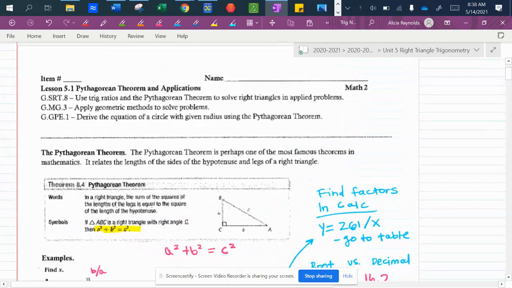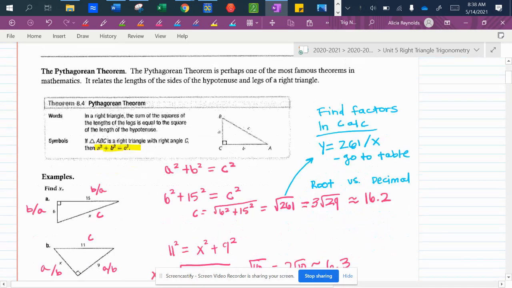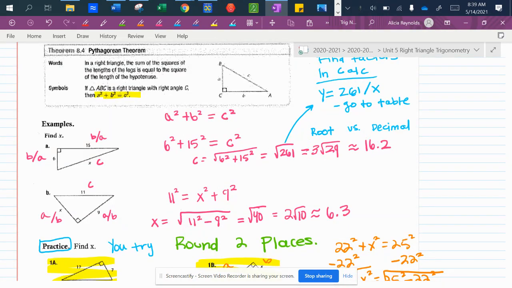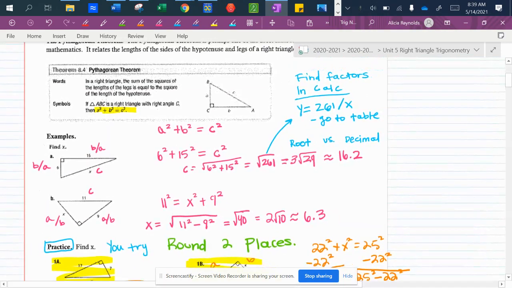Today is Friday, May 14th, and we are starting Unit 5 with special right triangles with a review on Pythagorean theorem. So Jaden, we're back in the blue packet on the front page. So we're using Pythagorean theorem, and we need to be able to manipulate this equation to find what we don't know. So understand that A and B are the legs. It doesn't matter which leg you call A or B.